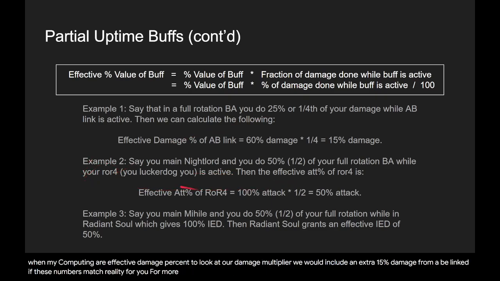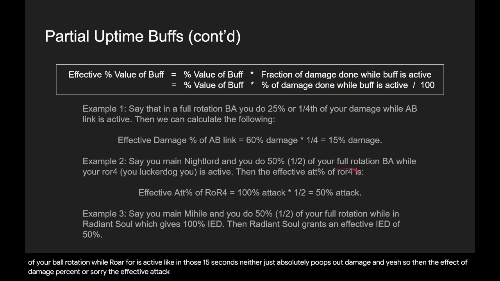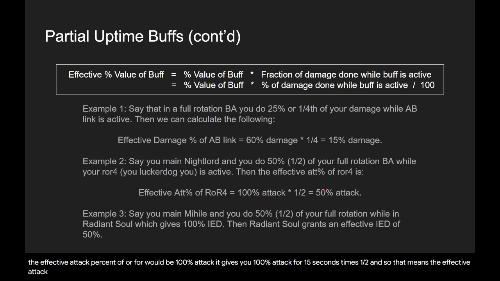For a more extreme example, say you're a Night Lord and you do about 50% of your full rotation while Roar 4 is active. Like in those 15 seconds, Night Lord just absolutely poops out damage. So then the effective attack percent of Roar 4 would be 100% attack for 15 seconds times 1/2. And so that means the effective attack percent is 50%.